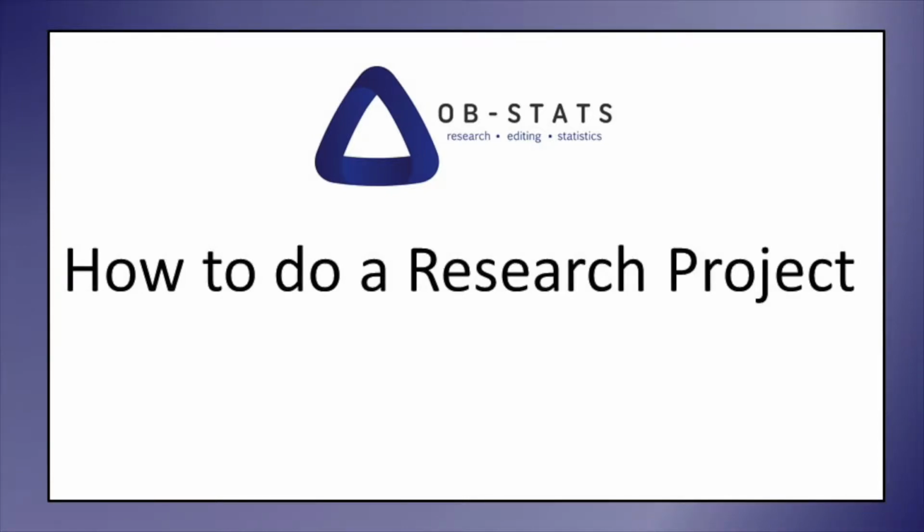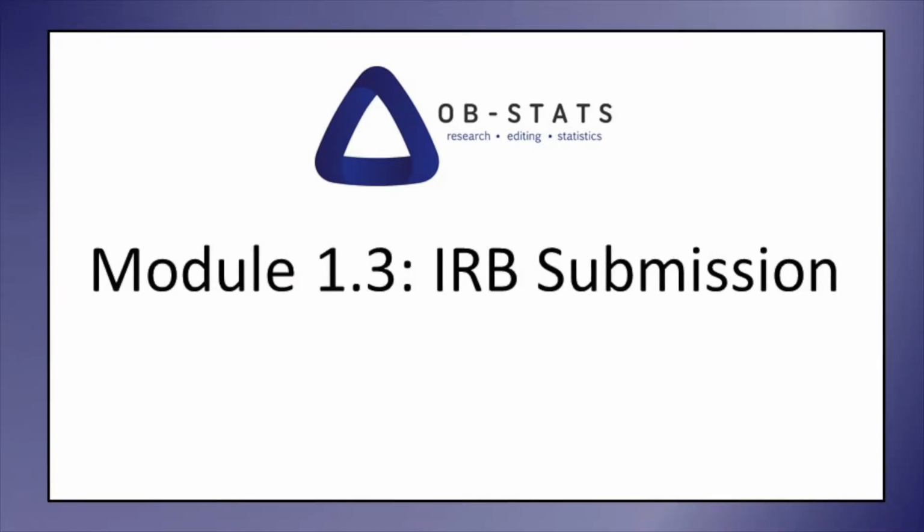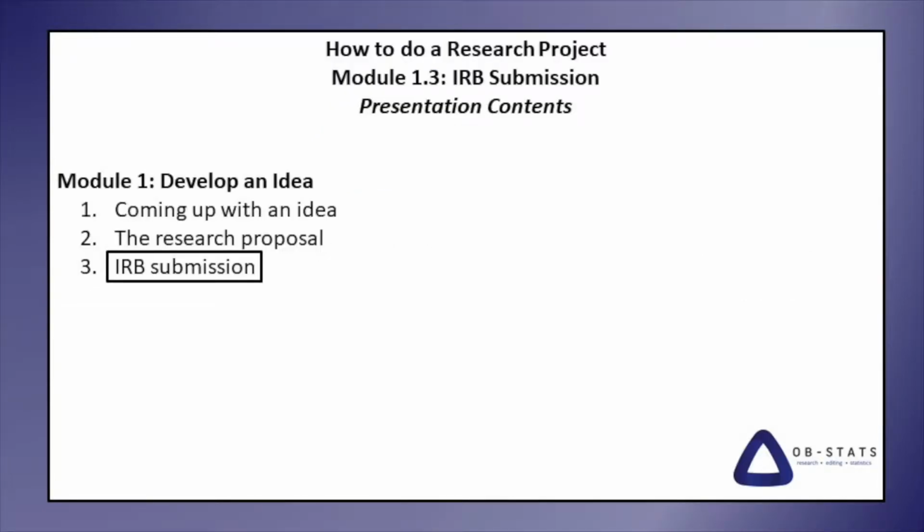How to do a research project. Module 1.3, IRB submission. The first module of this course consists of developing an idea and has 3 submodules: 1. Coming up with an idea. 2. The research proposal. And 3. IRB submission. We are currently on submodule 1.3, IRB submission.